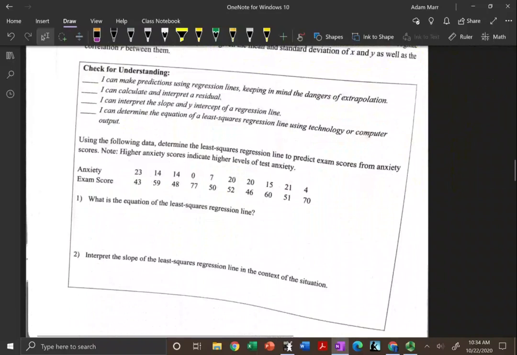Okay, let's take a look here. Now to the example. Use the following data to determine the least square regression line to predict exam scores from anxiety scores. Note, higher anxiety scores indicate higher levels of test anxiety. Okay, so it's already giving us what's happening right here. So right here, we're determining the least square regression line to predict exam scores from anxiety scores. So we know that first of all, the anxiety scores we already said is the X, the explanatory variable.